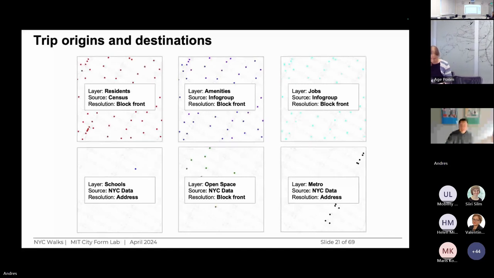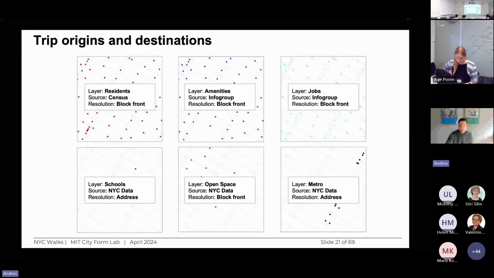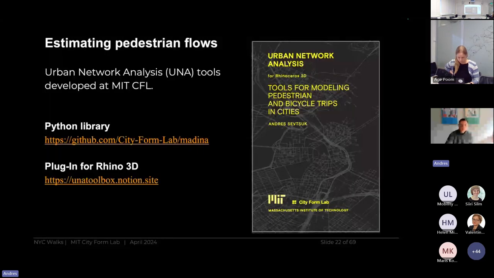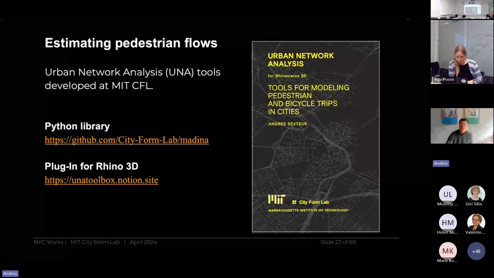So if it's a four-sided city block, we basically represent it as four dots where trips can start or end towards each front of the block on each street that the block faces. The flows themselves were modeled using the urban network analysis tools that Ake already mentioned. These tools are currently available as a plugin for Rhino 3D for a more graphic interface and suitable for physical planners and urban designers who might want to model pedestrian flows as part of new development proposals and plans.